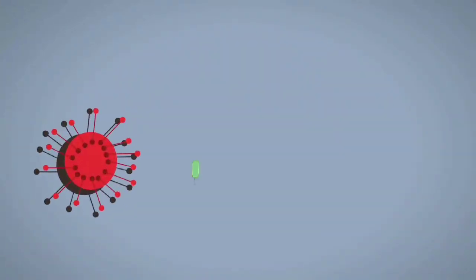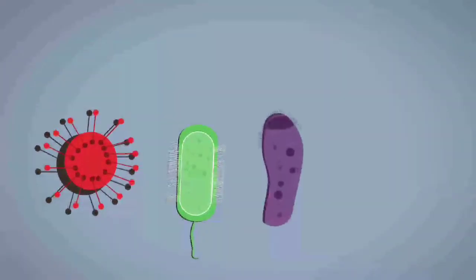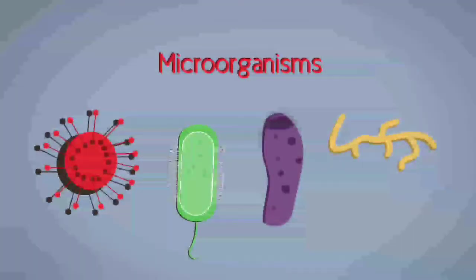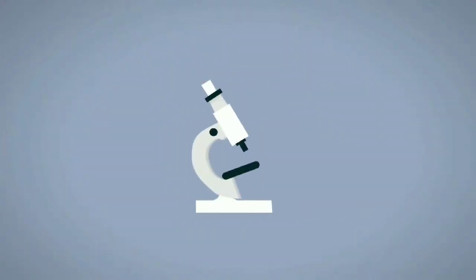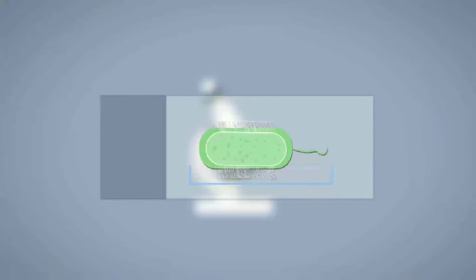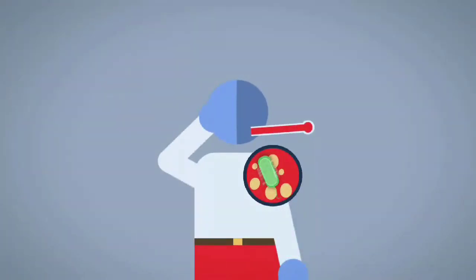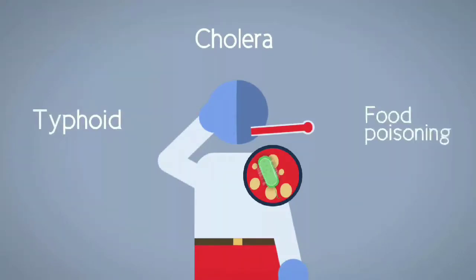Pathogens may be viruses, bacteria, protists, or fungi. They are just microorganisms that can cause disease. Bacteria are microscopic. Even the biggest are only 10 micrometers long, which is minuscule. Once bacteria find their way into the body, they release toxins that make us feel ill. Examples of bacterial infections are cholera, typhoid, food poisoning, and gonorrhea.